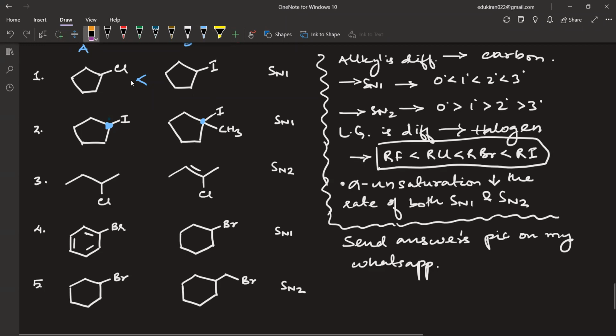Which will be faster, Fahad? I'm asking na. कौन सा faster होता है SN1 में? 2 degree या 3 degree? Tell me. This is 2 degree. This is 3 degree. Which is faster in SN1? 3 degree is faster. Easy है? Yes or not, Ronnie? Yes, sir.